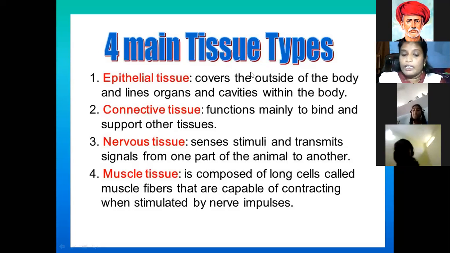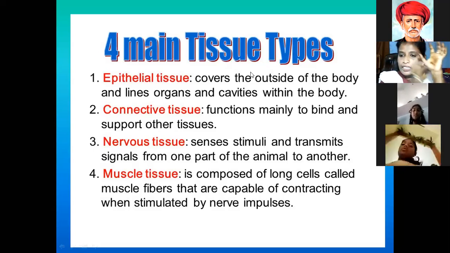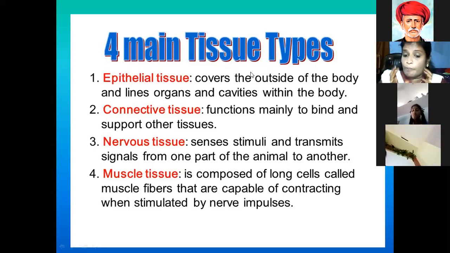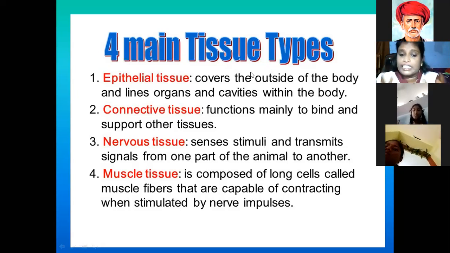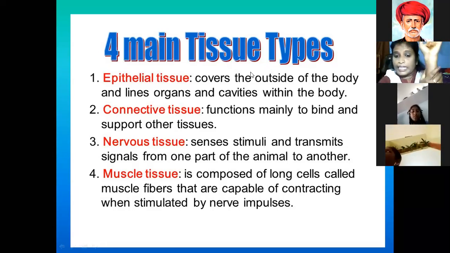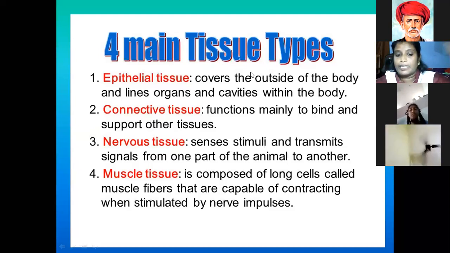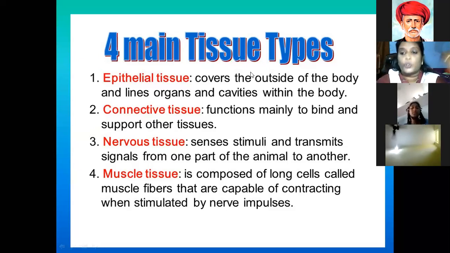Next, the muscle tissue. Muscle tissue is for movement. It is composed of long cells called muscle fibers that are capable of contracting when stimulated by nerve impulses. Inside there are so many muscle fibers. Every nerve cell collects the information through the brain.